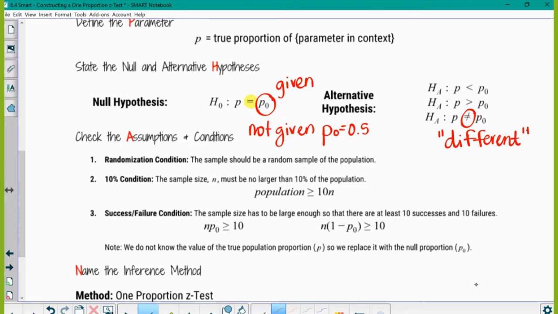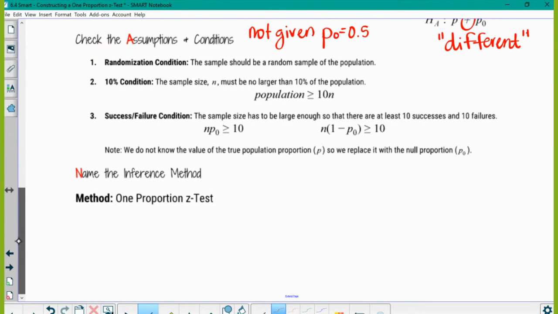Now, assumptions and conditions we've done many, many times by this point. You're going to check, is it random? You're going to check the 10% condition. You're going to check success fail. Again, the only change here is that we don't know the true proportion, so we are going to use the null proportion. So whatever number you plug into your null, whatever proportion that is, that's what you use to calculate success fail.